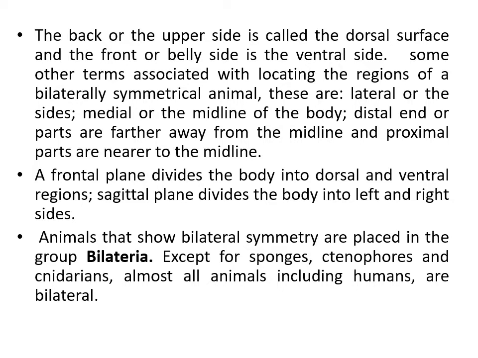The frontal plane divides the body into dorsal and ventral regions, whereas the sagittal plane divides the body into left and right sides. Animals that show bilateral symmetry are grouped as bilateria, and except for sponges, ctenophores and cnidarians, almost all animals including humans exhibit bilateral symmetry.